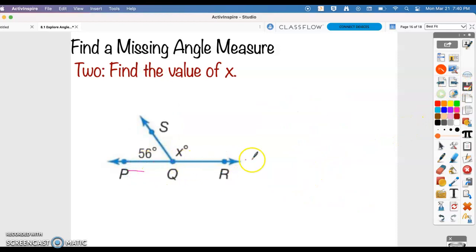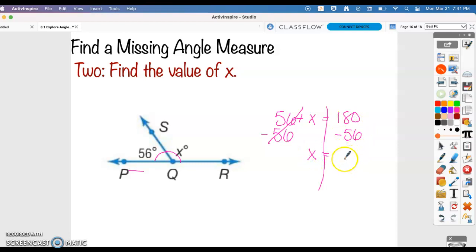Here we have a straight line, and we know that is 180. It's a supplementary angle. So I'm going to take 56 plus angle x is equal to 180. Solve for x. It's a positive 56, so I'm going to subtract 56. So x is equal to 180 minus 56, which is 124 degrees. You can see that's an obtuse angle, so that makes sense. It would be a larger value.